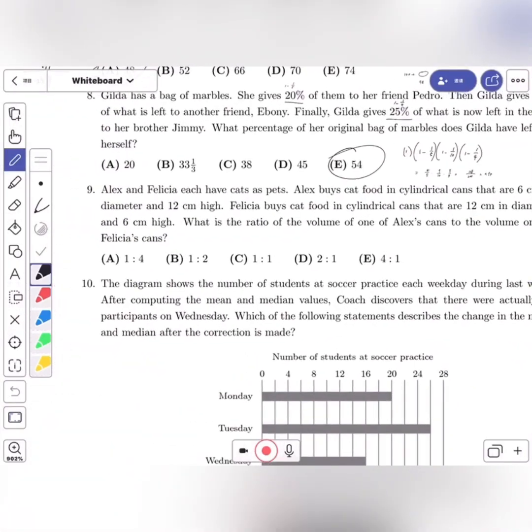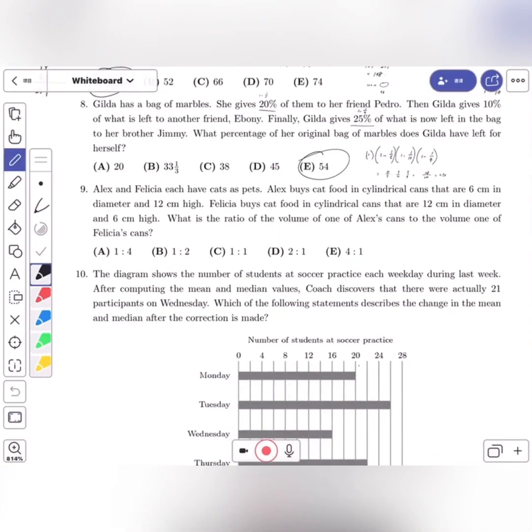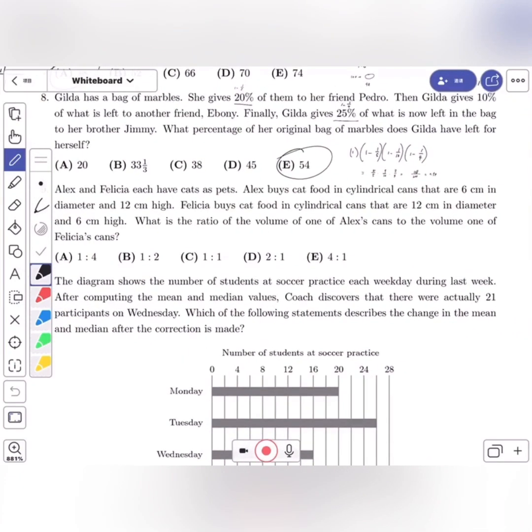So number 9, Alex and Felicia each have cats as pets. So Alex buys cat food in cylindrical cans that are 6 centimeters in diameter and 12 centimeters high. Felicia buys cat food in cylindrical cans that are 12 centimeters in diameter and 6 centimeters high. What is the ratio of the volumes of one of Alex's cans to the volume of one of Felicia's cans?